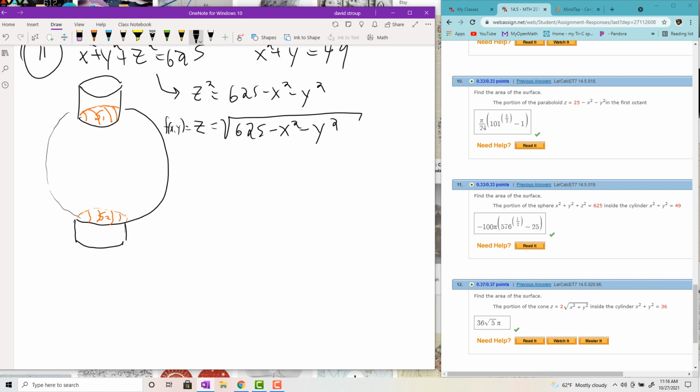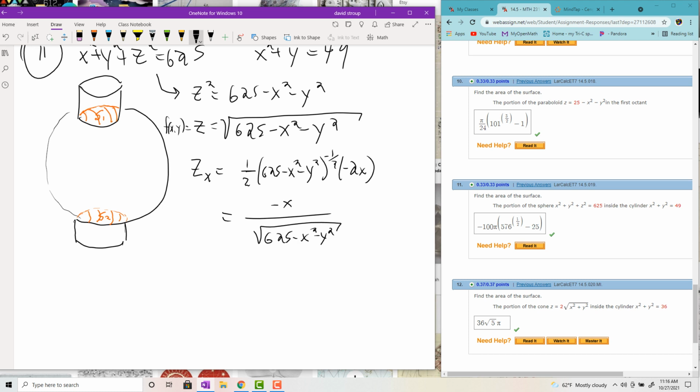Okay, so I have to get the partials. Zx is going to be, power rule will give you a 1/2 times 625 minus x squared minus y squared to the negative 1/2 times negative 2x. So that's going to be negative x all over the square root of 625 minus x squared minus y squared. Zy is going to be the same thing, but with a y on top, over the square root of 625 minus x squared minus y squared.